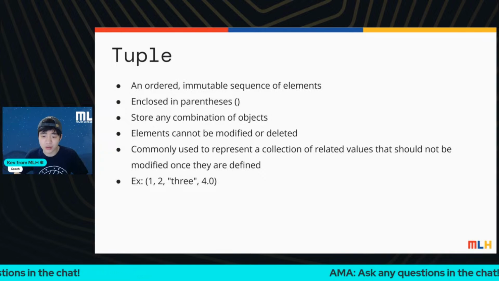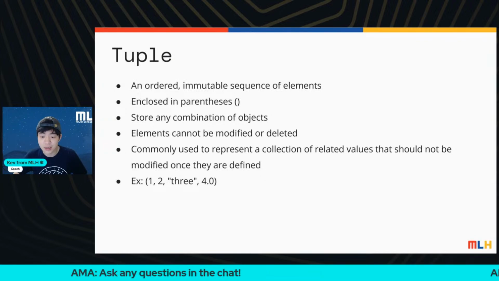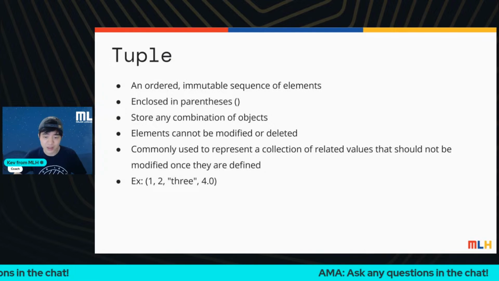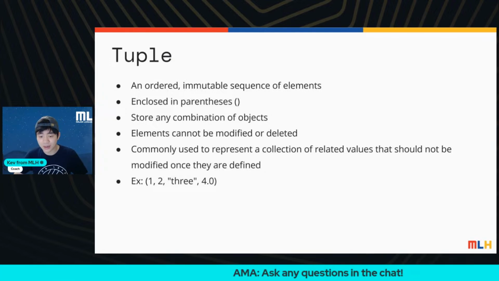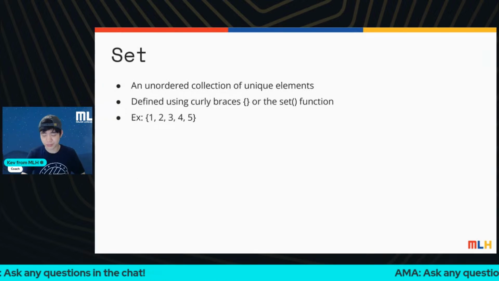And it can also store a combination of objects. All that means is you can store any type of data type. It's kind of like a list. It's commonly represented as a collection of related values that should never be modified once they're defined, kind of like what I said already. And you can see how it's defined. Tuples are immutable. That is correct.